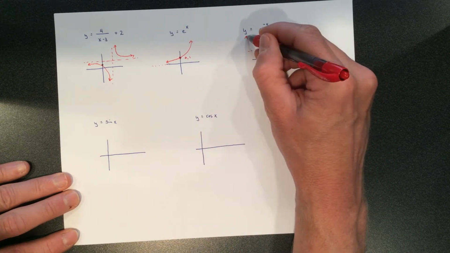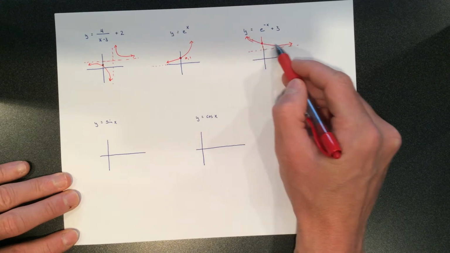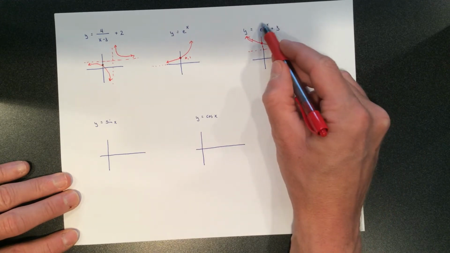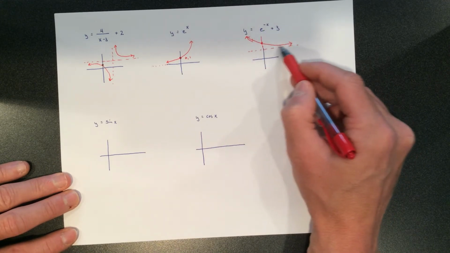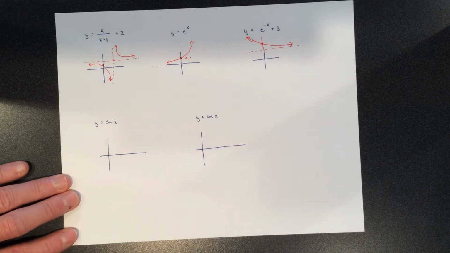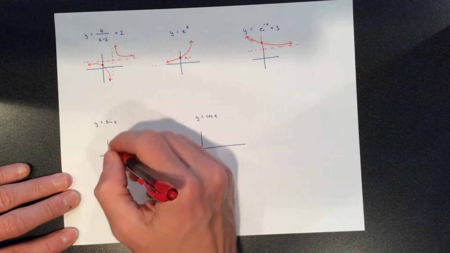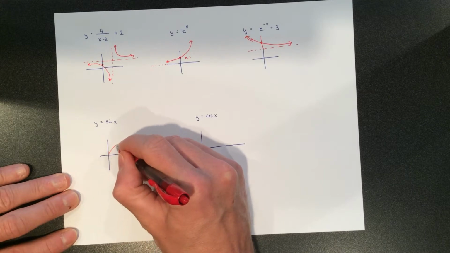Okay, that's not the best graph I've ever drawn, but you kind of get the point that it's going to decay this way. This is going to decay to 0, so 0 plus 3 gets a horizontal asymptote of 3. Okay, and I just wanted to draw these in some detail. You should know these very well.